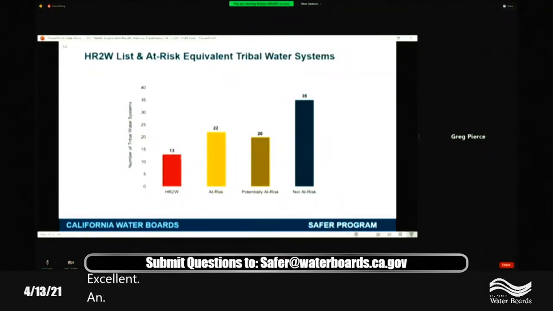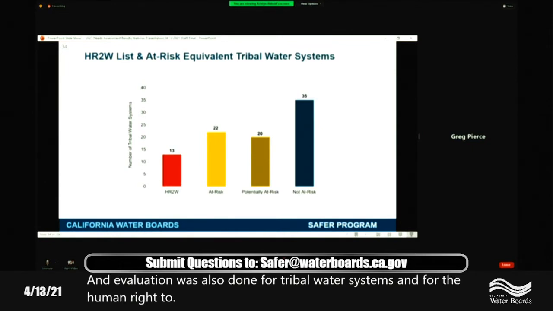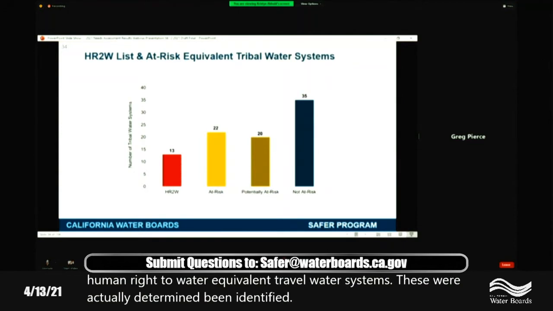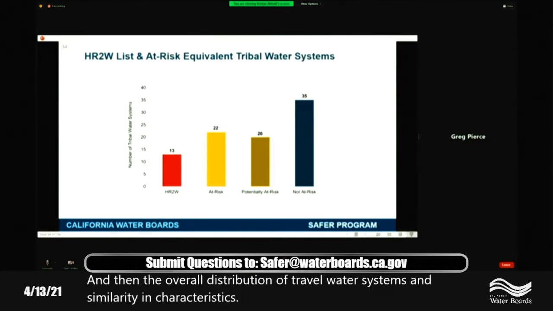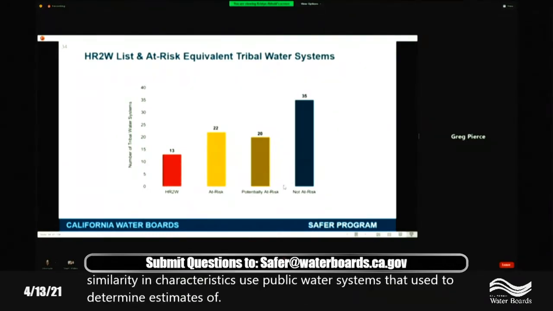An evaluation was also done for tribal water systems. And for the human right to water equivalent of tribal water systems, these were actually determined and identified by the US EPA using the same criteria that the Water Board used to identify human right to water list systems or public water systems. And then the overall distribution of tribal water systems and similarity in characteristics to small public water systems was used to determine estimates of the potentially at-risk and at-risk systems. Next slide.